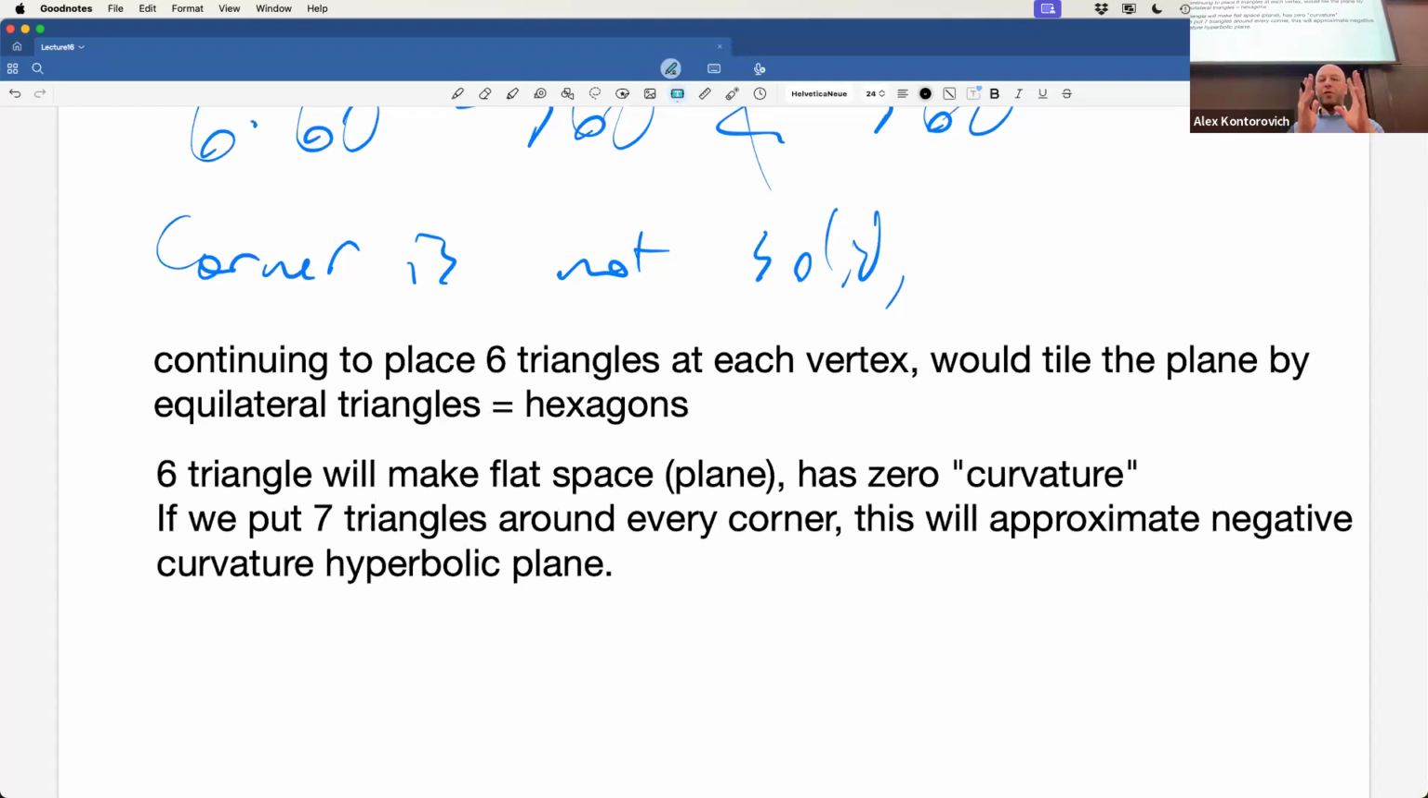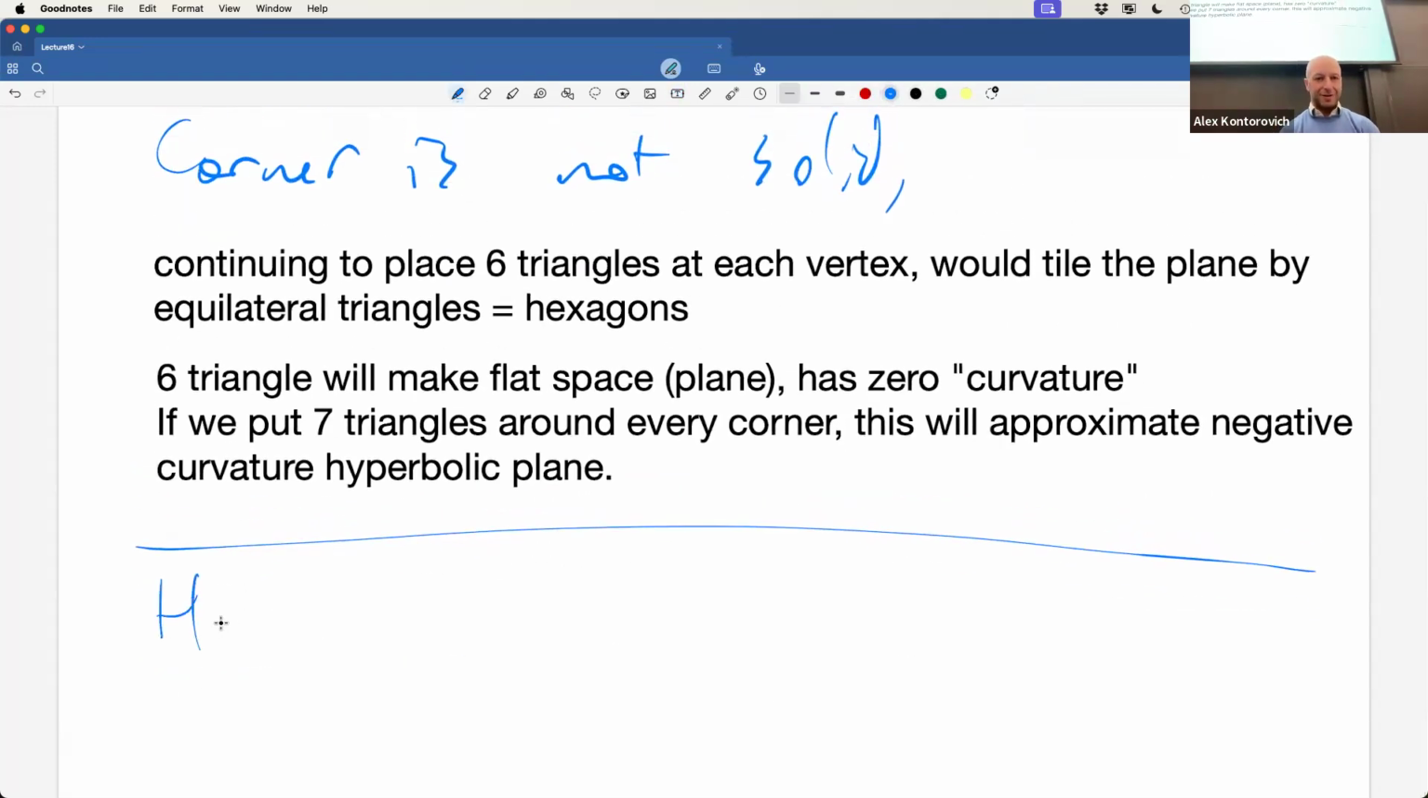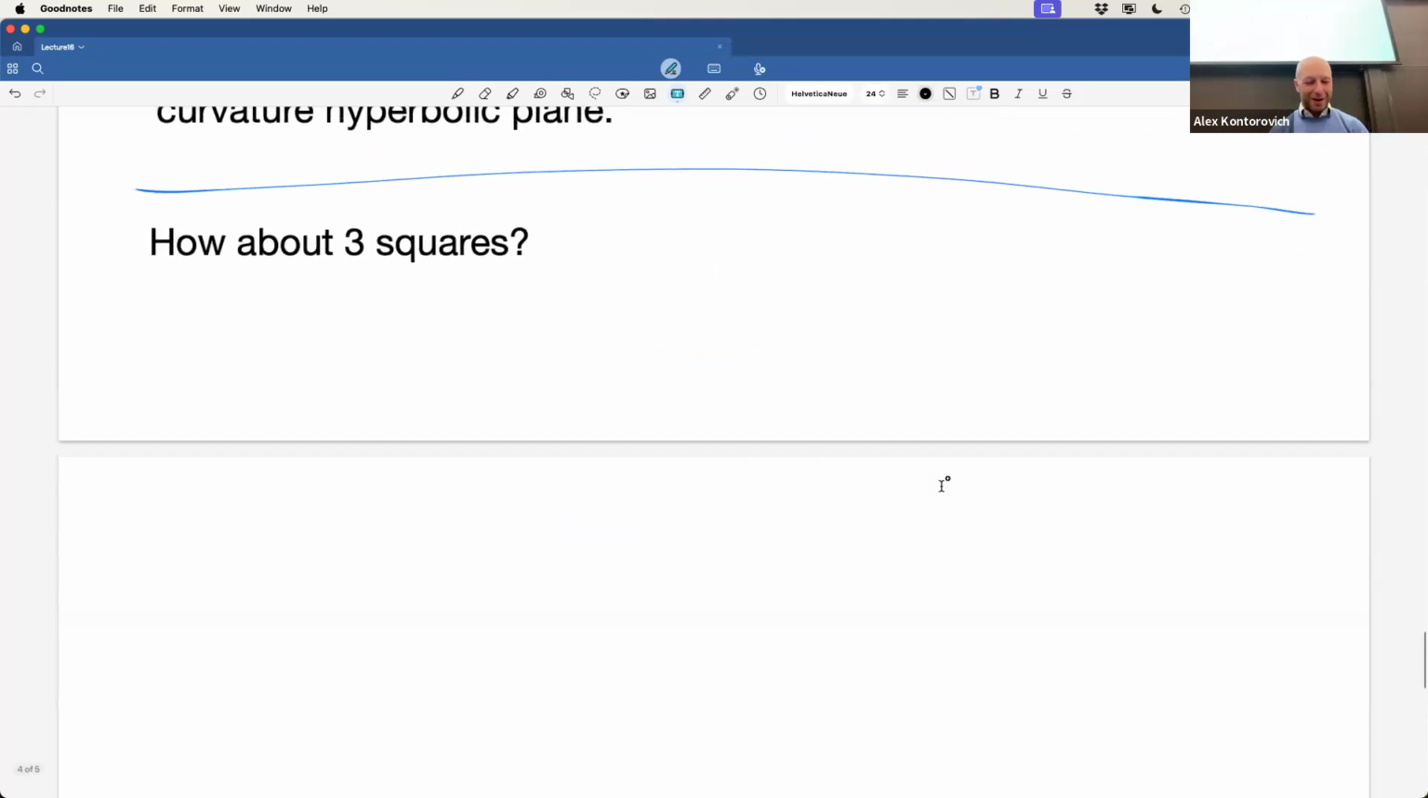If we move from triangles to squares, what can we do with squares? How about this in English? How about 3 squares? We need at least 3. The shape has to be the same. I didn't bother bringing squares because I think you can imagine what happens if you put 3 squares at a corner. What's that called? If you continue putting 3 squares at every corner, all the way around.